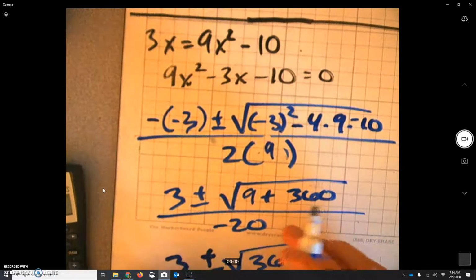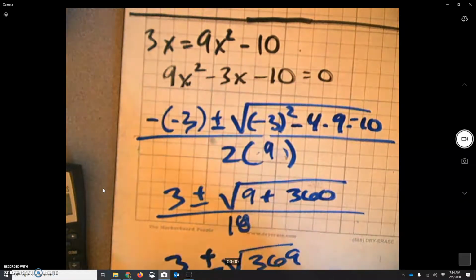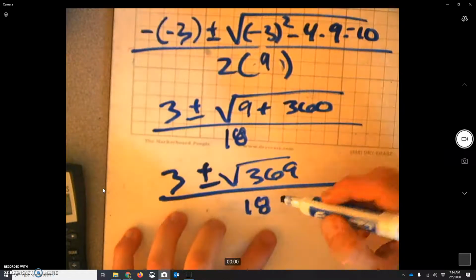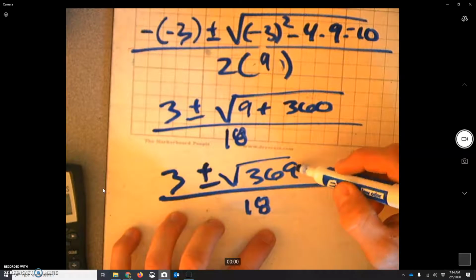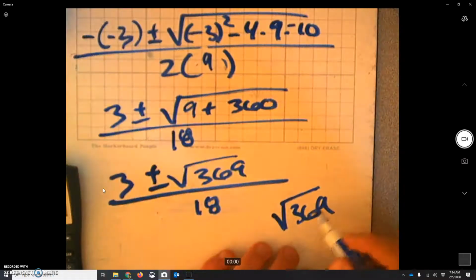2 times 9 is +18. Okay, and now we can do something. We can actually, so we have +18 down here. We can simplify this radical a little bit more. So let's look at square root of 369 only right now. Let's see what we can do with this.